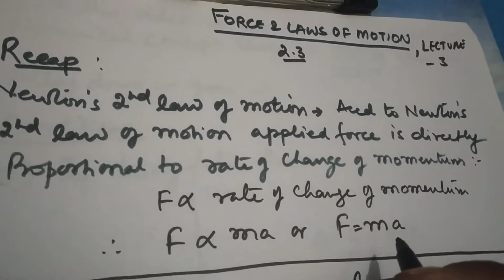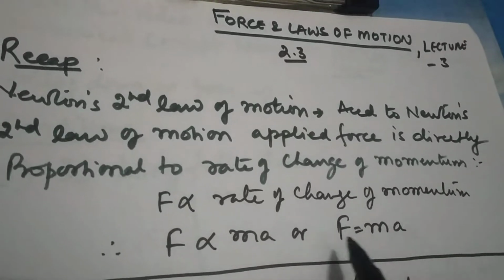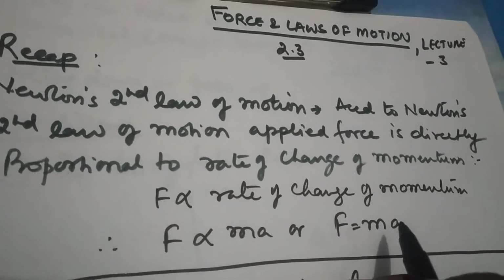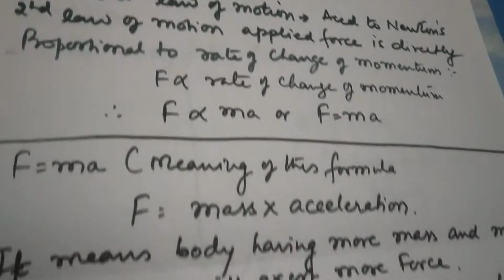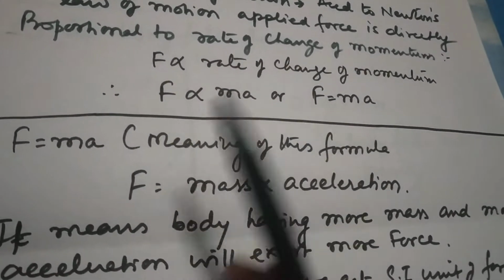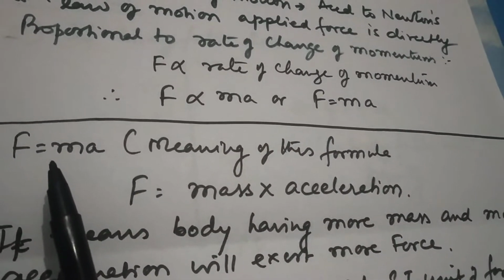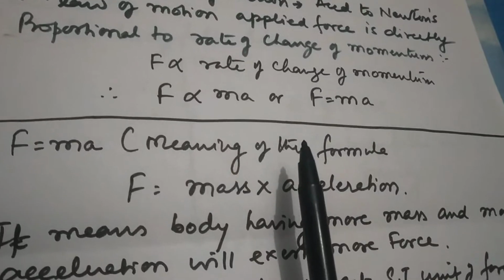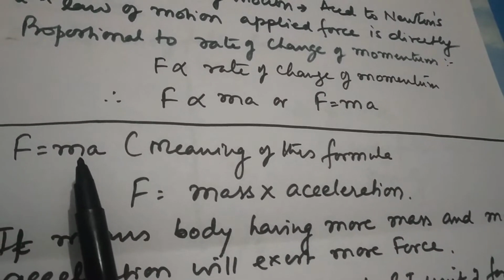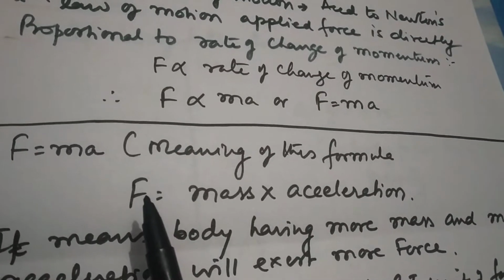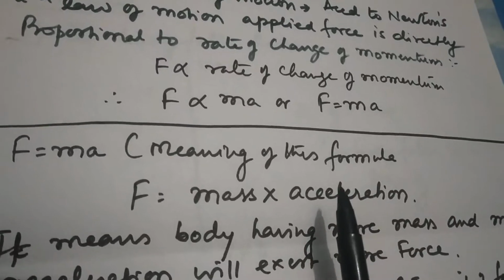So dear student, now you have a generalized formula for the force, and the formula that you will be using for the force is F = ma. Today we will continue with that particular law and see what the meaning of that formula is. F is the force, and here m means mass and a means acceleration.